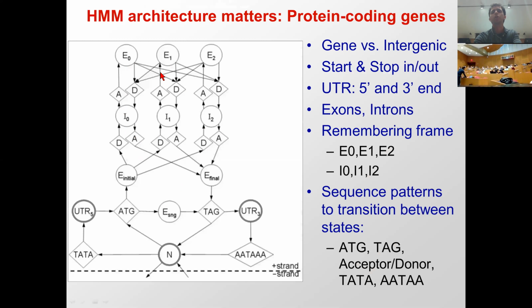But basically, the three exonic states are remembering which nucleotide I'm in according to the frame: the first codon position, second codon position, third codon position. And then the introns have to similarly remember which corresponding intron position I came in at. And then the acceptor and the donor are the transitions between exons and introns. Okay?